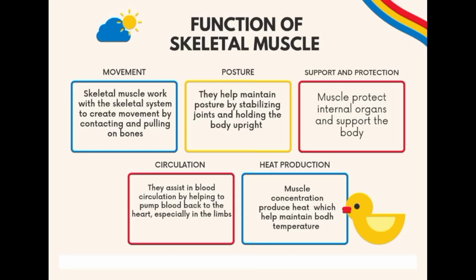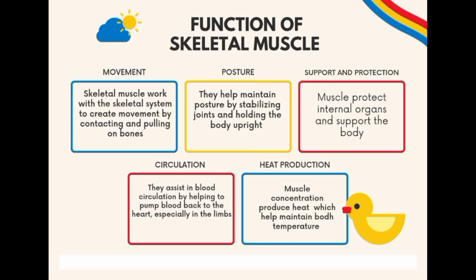There are a lot of functions of skeletal muscle. The first point is movement: skeletal muscle works with the skeletal system to create movement by contracting and pulling on bones. The second point is posture. They help maintain posture by stabilizing joints and holding the body upright. The third point is support and protection. Muscles protect internal organs and also support the body.